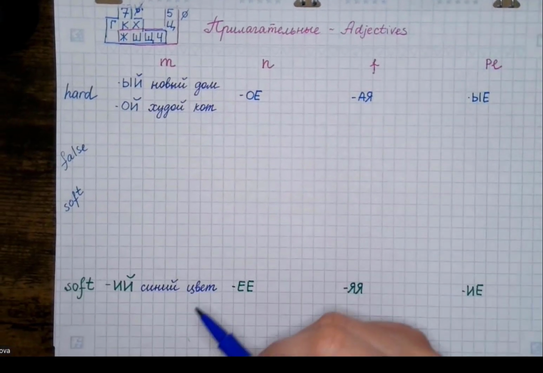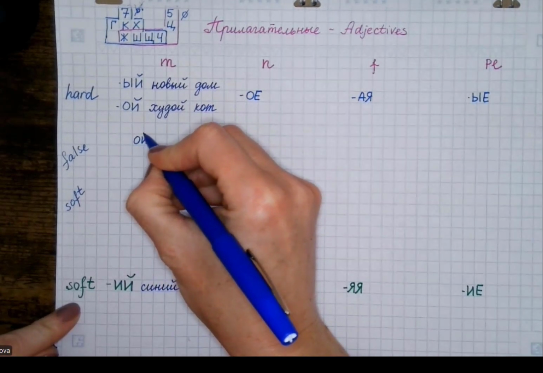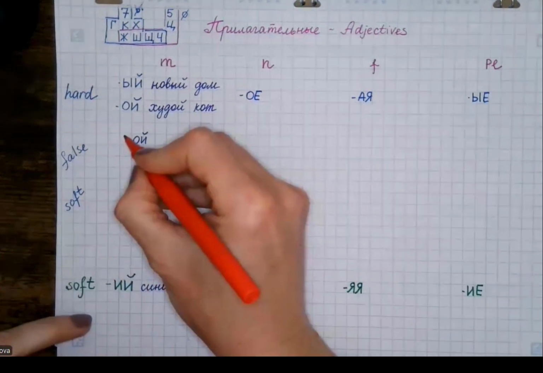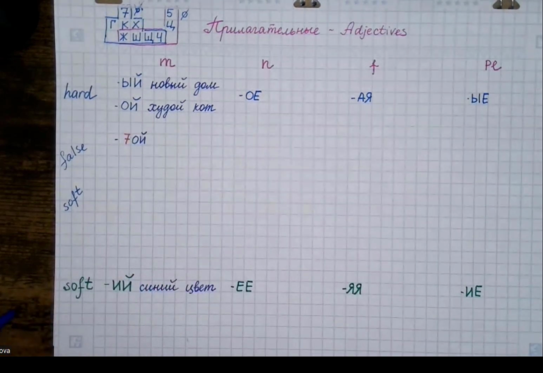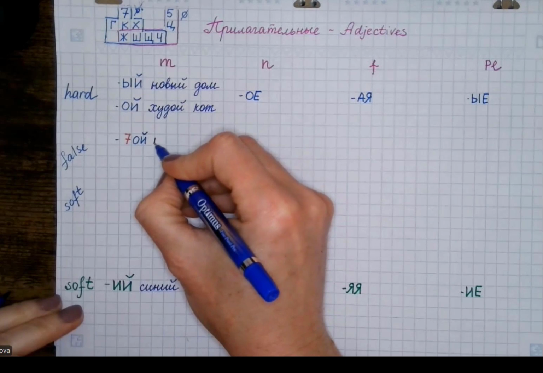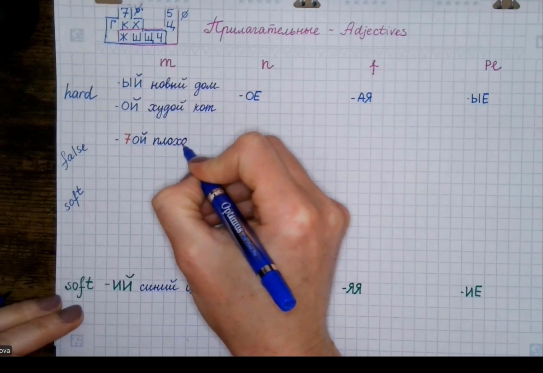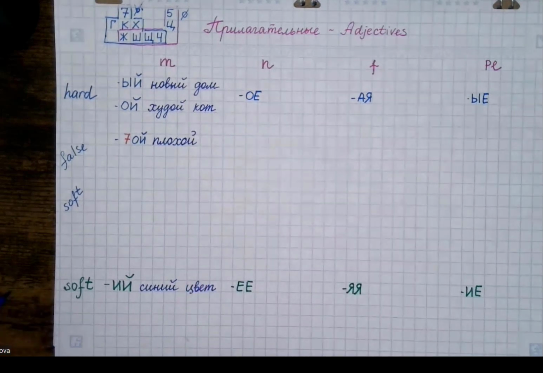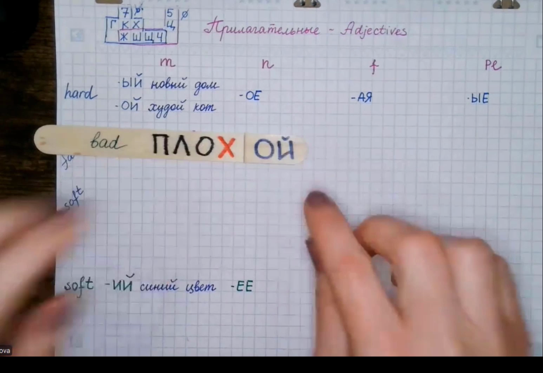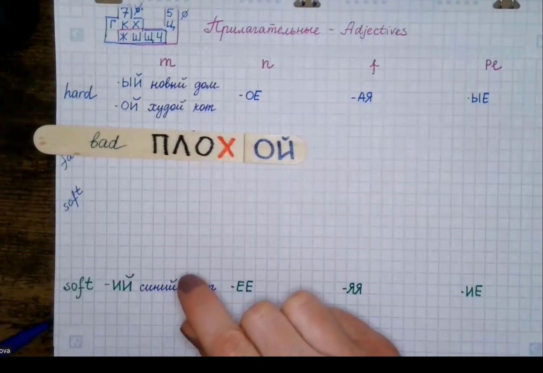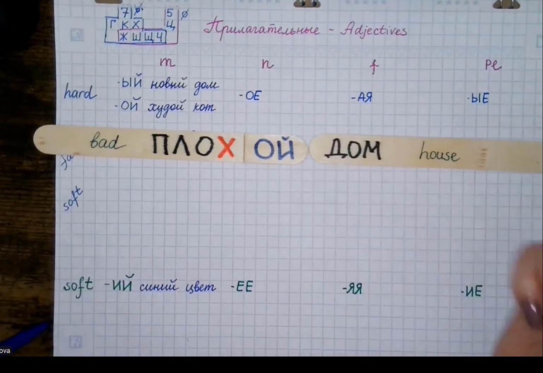Okay, now let's see how it works with the actual words. Let's imagine that we have a word that ends in ой, but it has one of the 7 letters right in front of it. For instance, the word плохой, which means bad. Плохой. So let's see what happens with this word. Now the word плохой ends in ой, and that's our hard ending. And again, it's a masculine word, so we would be using it with the masculine words. For instance, a bad house.